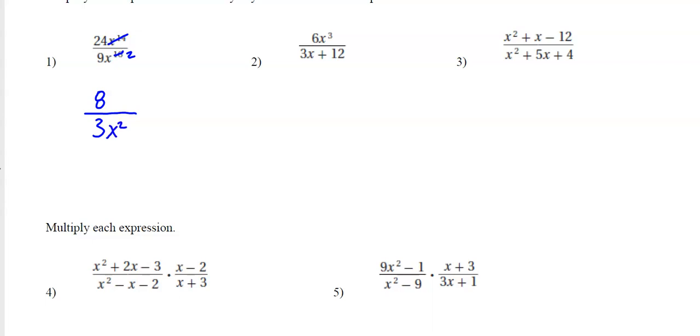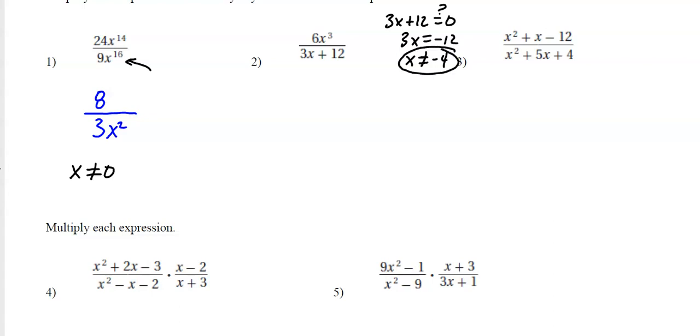Undefined value, what can x not be equal to? Well, x cannot be equal to 0, because otherwise we'll get a 0 on the bottom, and it will be undefined. So on this next problem, when are we going to get a 0 on the bottom? So when is 3x plus 12 going to equal 0? And we solve it, and we get 3x equals negative 12. So it looks like x equals negative 4 would give us an undefined. So we're not allowed to be negative 4.